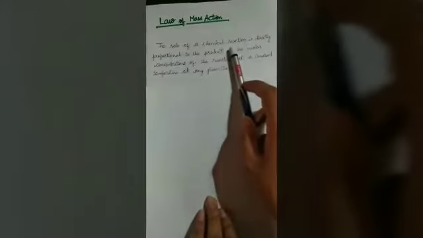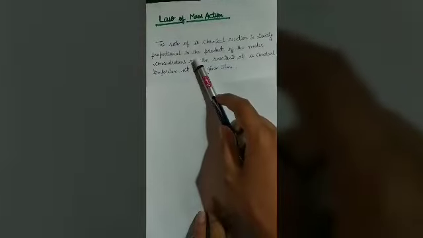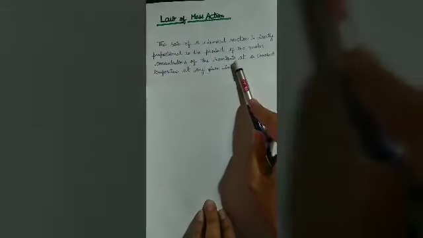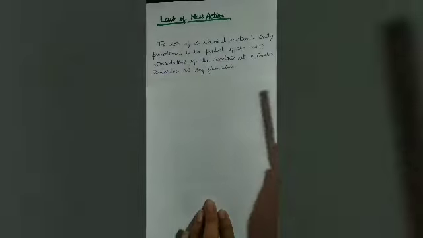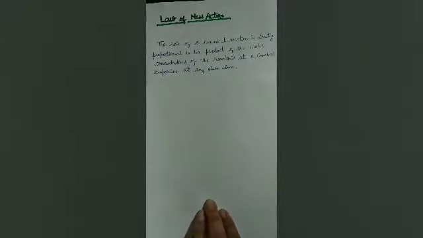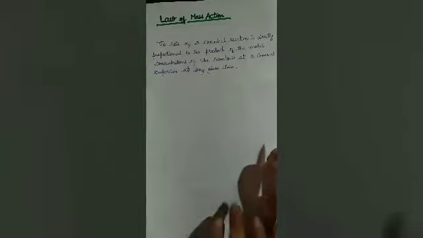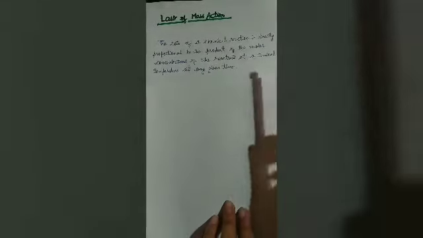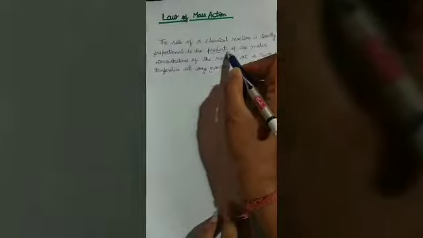So the definition or the statement for the law of mass action is: the rate of a chemical reaction is directly proportional to the molar concentration of reactants at a constant temperature at any given time. It means according to the law of mass action, whenever a reaction is taking place, the rate of that chemical reaction is directly proportional to the product of molar concentration. This we have to keep in mind.